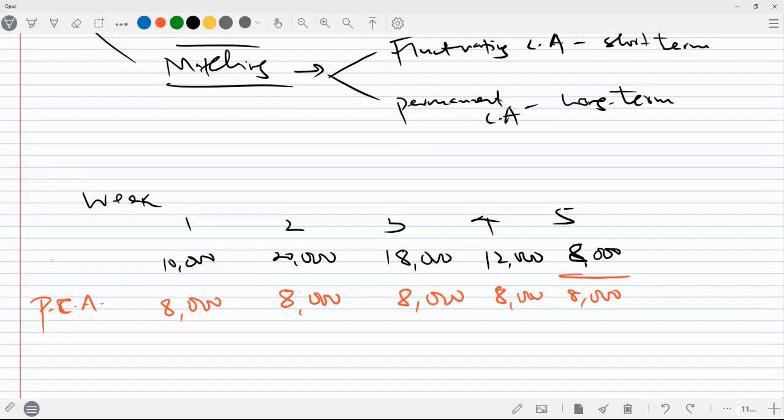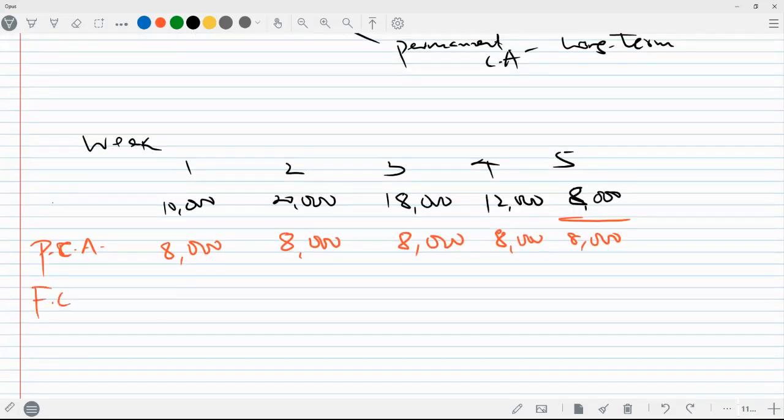Any extra over that minimum is what is called the fluctuating current assets. On day one, we have the extra being 2,000, then the extra being 12,000, and here the extra being 10,000, the extra over and above the minimum 4,000, and the final day 0.